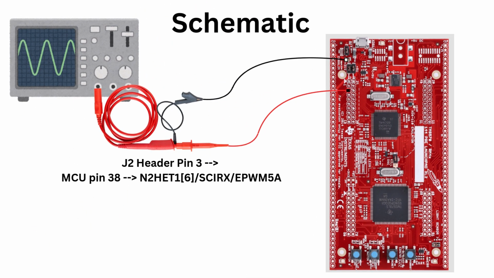Before we jump to Halcogen settings and writing firmware, let's understand the schematics. We will be using EPWM5A pin to generate the square wave output, which will be seen on the oscilloscope. On our launch pad, J2 header, pin 3 corresponds to PWM pin. In the same area, there is a ground pad that will be used as a reference to oscilloscope.